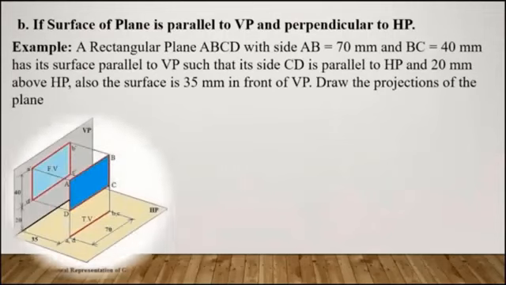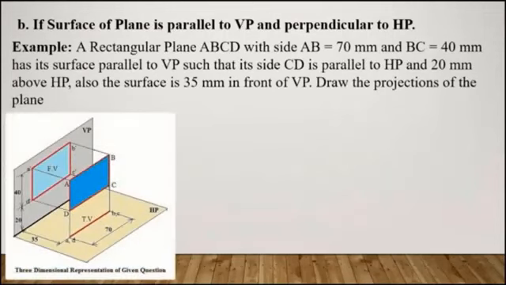Taking this as an example, changing the names now. A rectangular plane ABCD with side AB equals 70 mm and BC equals 40 mm has its surface parallel to VP such that its side CD is parallel to HP and 20 mm above HP. Also the surface is 35 mm in front of VP. Draw the projections of the plane.